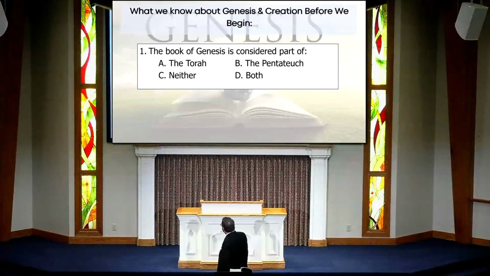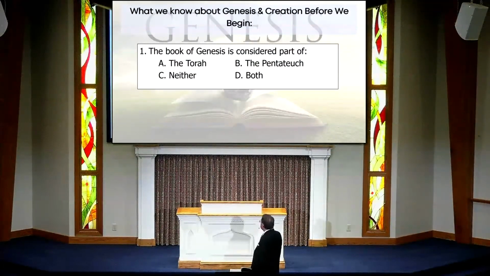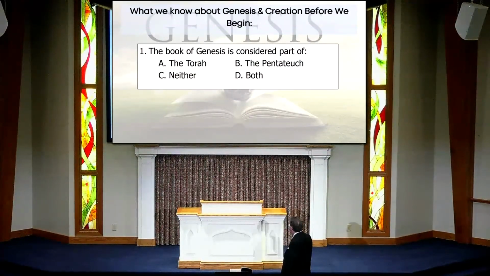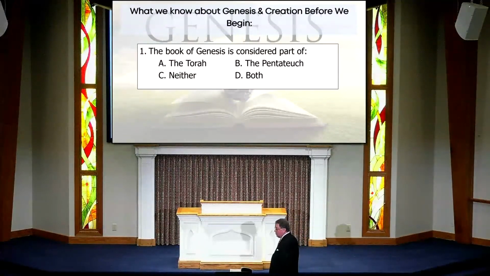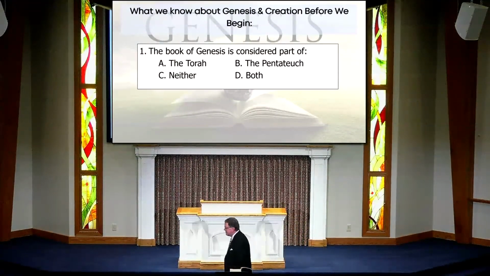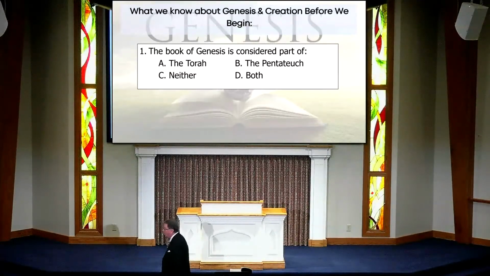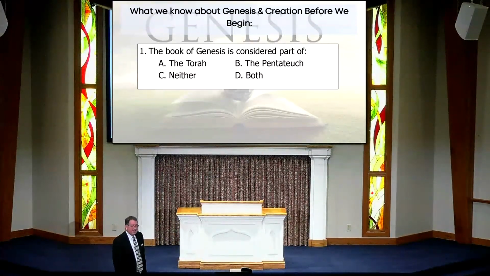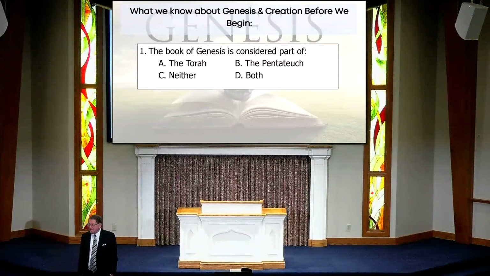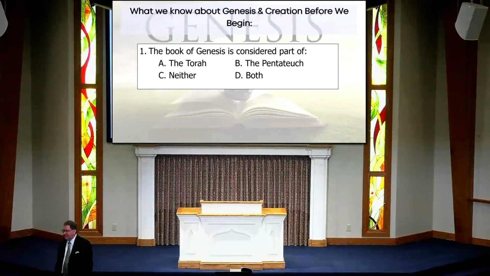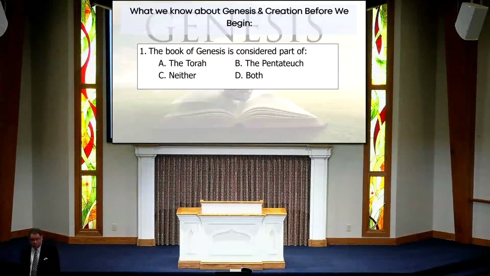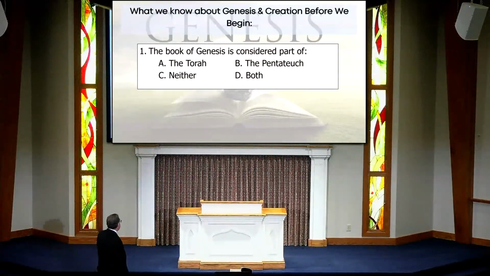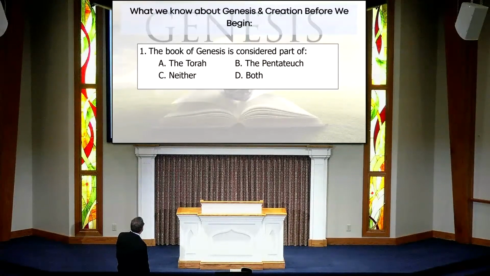So we begin, first of all, the book of Genesis, considered part of the Torah, the Pentateuch, neither, or both. What does Torah mean? Law. What does Pentateuch mean? First five books. We got the Pentagon. If you look at it, it has 5 sides. So the book of Genesis is both part of the Torah and the Pentateuch.